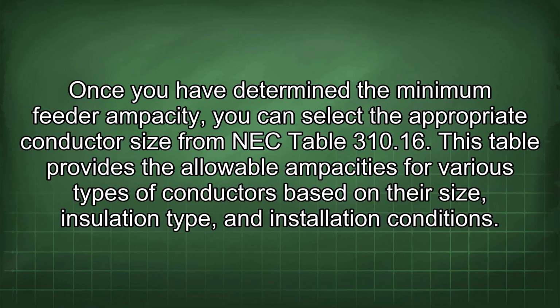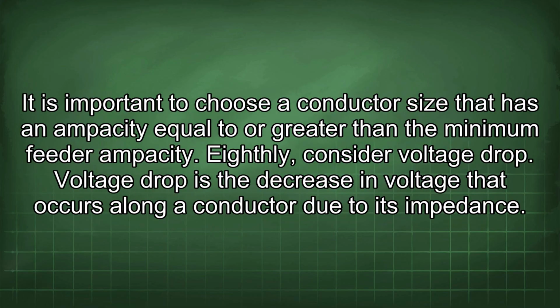This table provides the allowable ampacities for various types of conductors based on their size, insulation type, and installation conditions. It is important to choose a conductor size that has an ampacity equal to or greater than the minimum feeder ampacity.